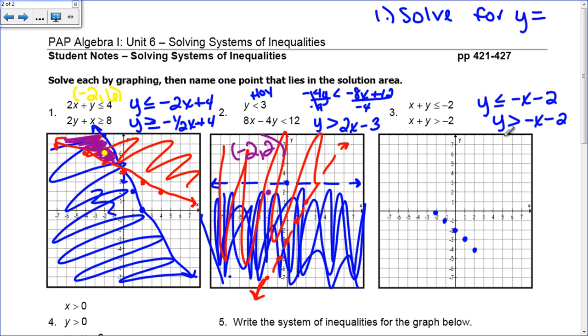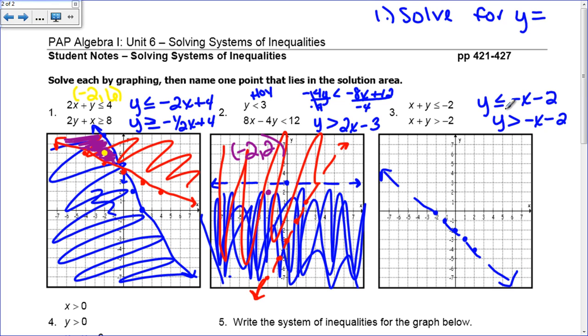This one is going to be a dotted line, and when you have that happen and they overlap, they are the same kind of line, the dotted line beats out the solid line. So this is going to end up being a dotted line because the dotted line wins even though they're the same line. But now I have to talk about shading.